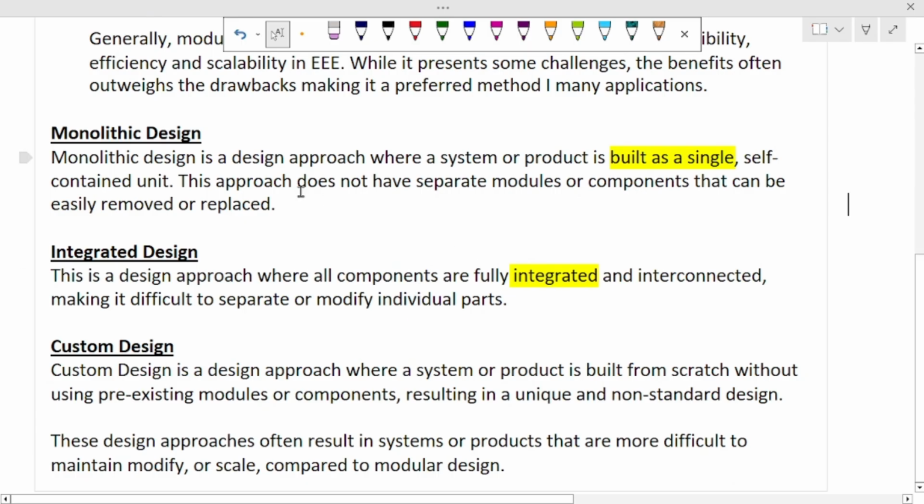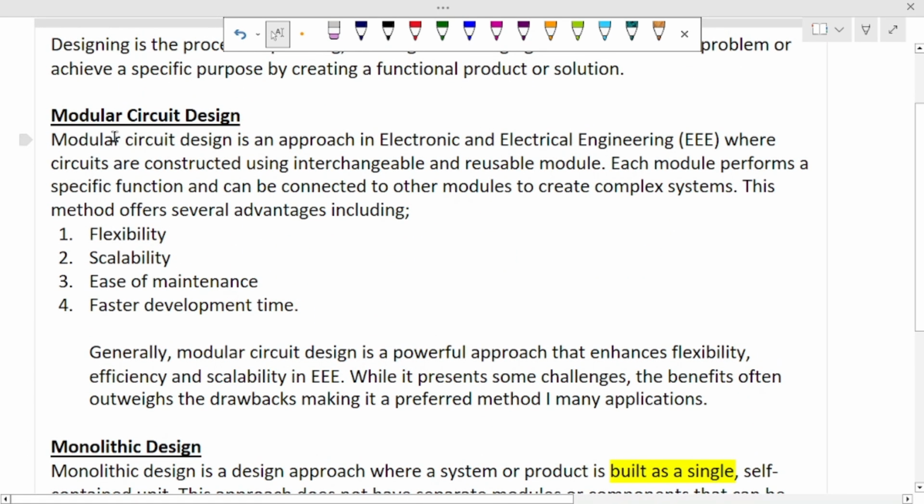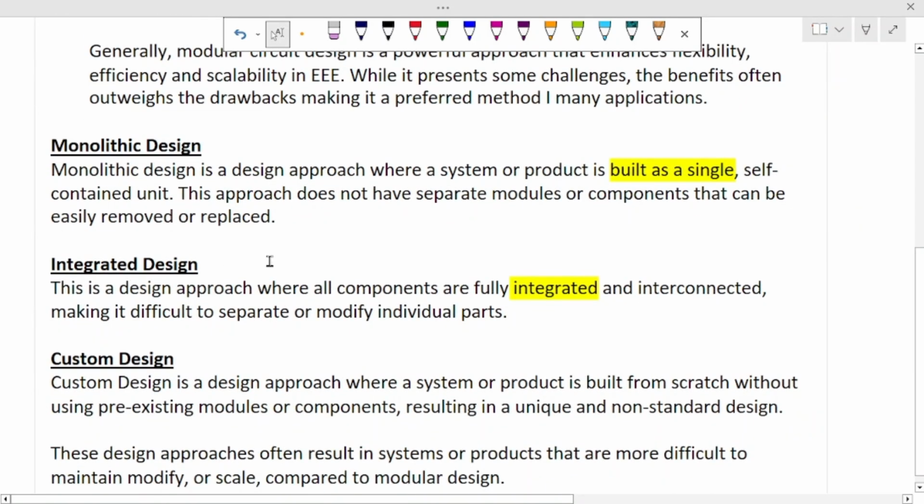Okay? Monolithic, from the beginning you build them together. Don't even talk about removing them, because you just destroy the circuits. Okay, I hope this gives us a clear difference between modular, integrated, and monolithic design. Of course, if you have questions, you can leave them in the comment section.